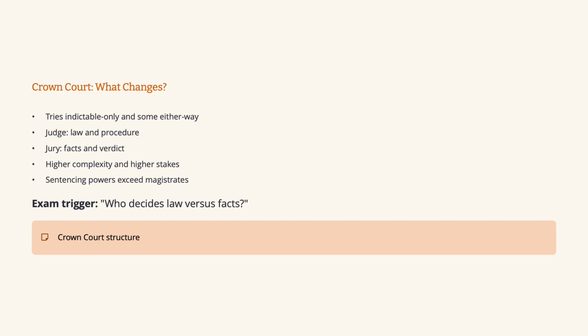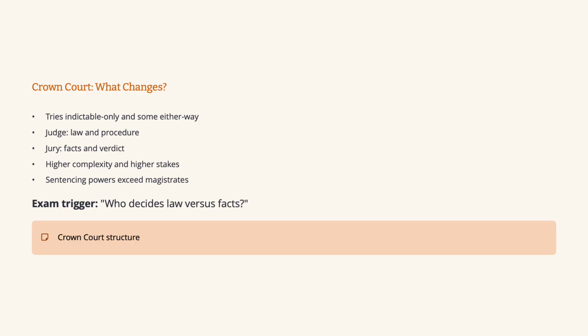The Crown Court tries indictable only offences, so the most serious crimes like murder, rape and robbery. It also tries some either way offences where the case has been allocated to Crown Court or where the defendant has elected jury trial. So here is the critical structural difference.